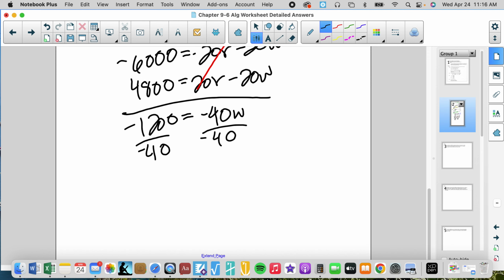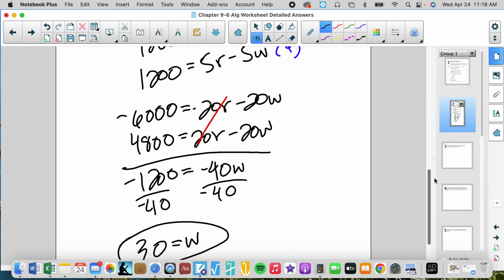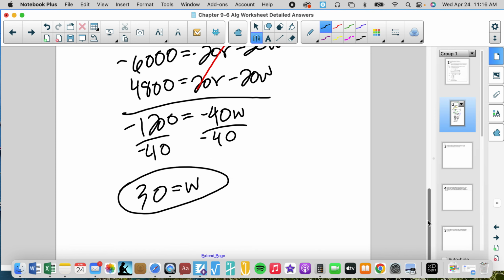So we get positive 30 equals the wind. So the wind speed is going to be 30. So what is the rate of the wind? The rate of the wind is 30 kilometers per hour. Wind speed is 30 kilometers per hour.